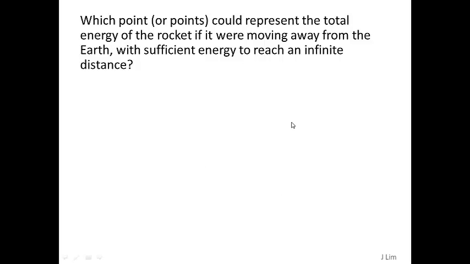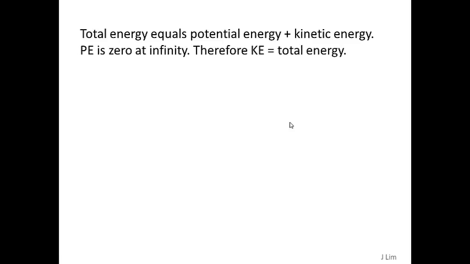Which point or points could represent the total energy of the rocket if it were moving away from the Earth with sufficient energy to reach an infinite distance? Total energy equals potential energy plus kinetic energy. Potential energy is 0 at infinity. Therefore, kinetic energy equals total energy at infinity.